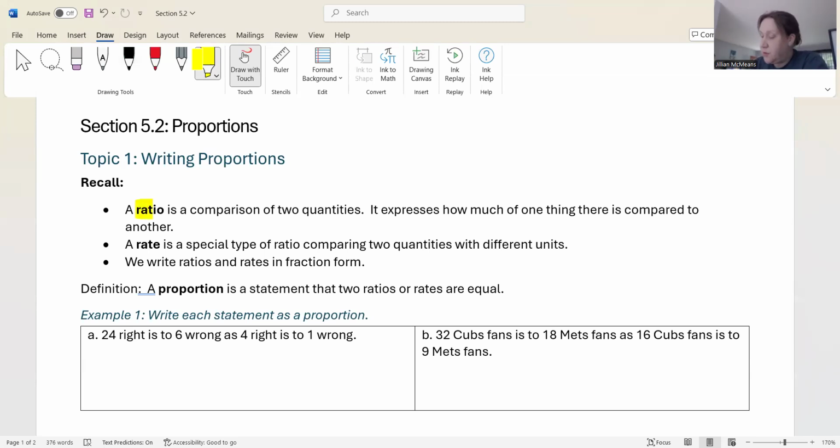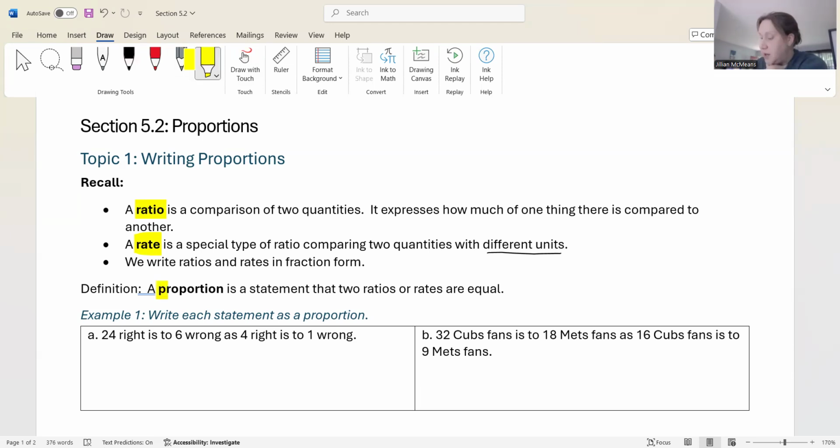The first is for that of a ratio. So a ratio is a comparison of two quantities, okay? So it expresses how much one thing there is compared to some other quantity, okay? And then we talked about rates already. We talked about this in the previous section. A rate is a special type of ratio comparing two quantities, but the two quantities have to have different units, okay? And that leads us to a proportion.